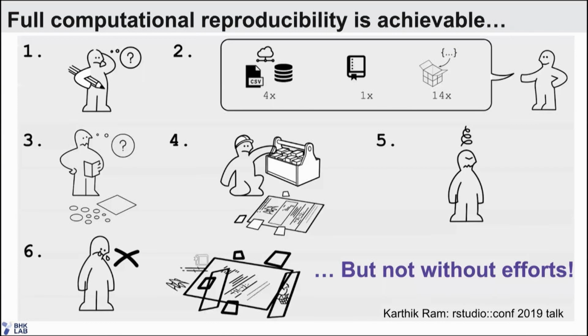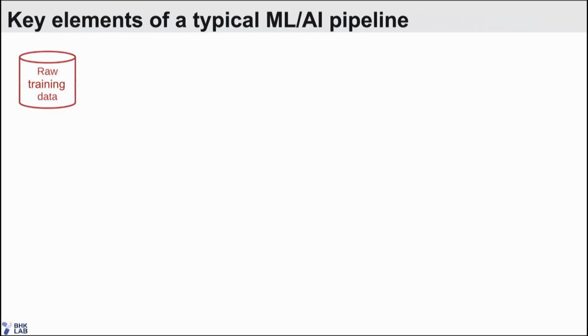But the reality is very different. There are many things that can go wrong, many details that are often overlooked and not documented in papers that really make it very hard to reproduce any given study. So you need to really put a lot of effort into making your research more reproducible. I'll give you here the key elements of a typical machine learning and artificial intelligence pipeline.